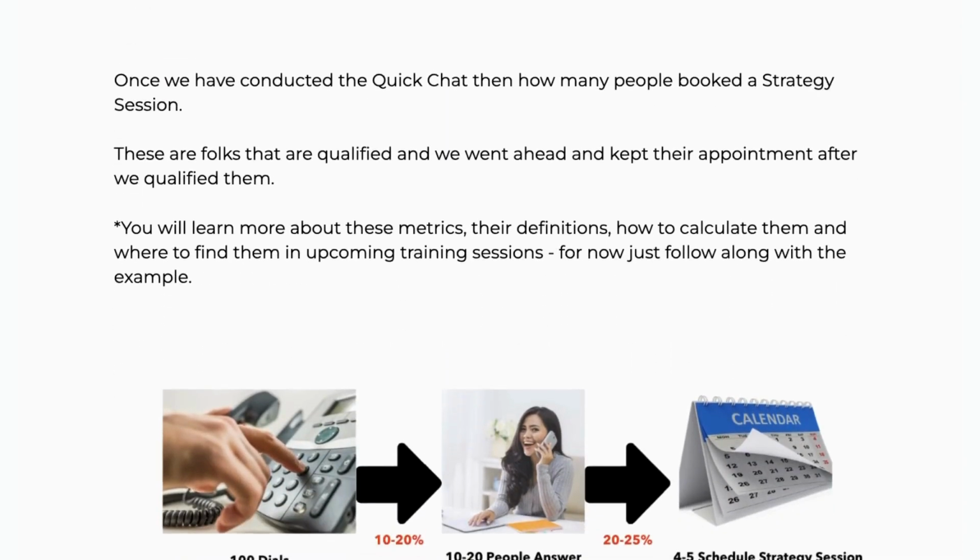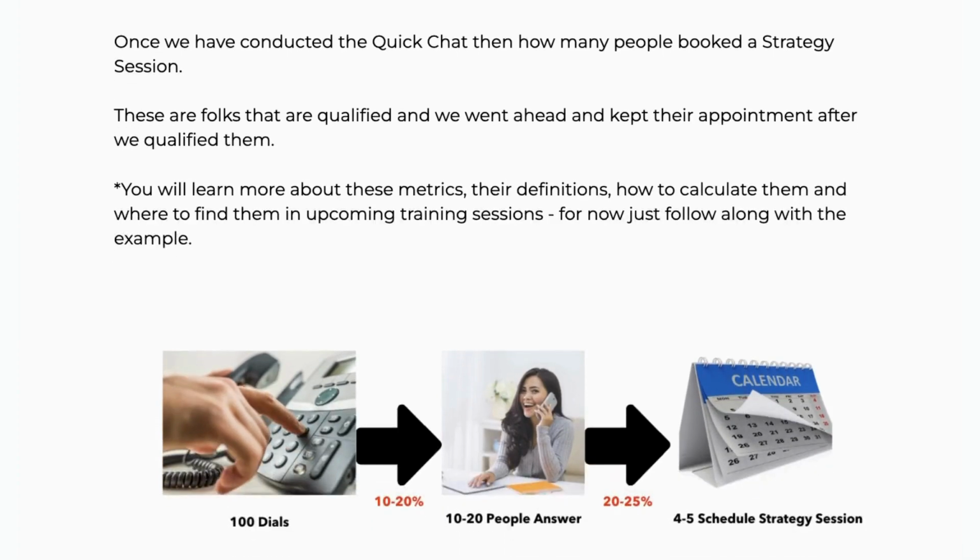Once you've conducted the quick chat, the next thing we look at is how many people actually booked a strategy session, because a strategy session is what's going to lead us to getting high paying clients. Those people booked for a strategy session are qualified. We took them through the quick chat script, and there's a qualification section where we ask about 6 to 8 questions so we can make sure they're somebody we actually want to work with. Out of those 10 to 20 people, about 20 to 25% ended up booking a strategy session.